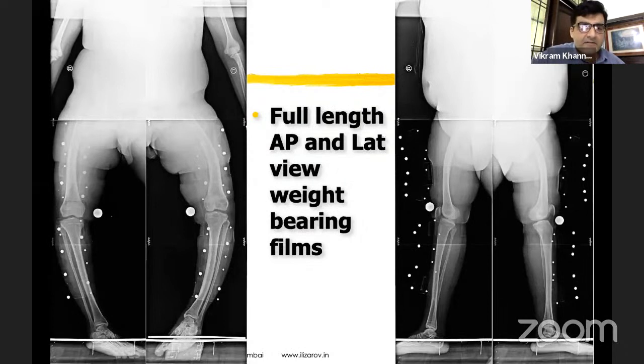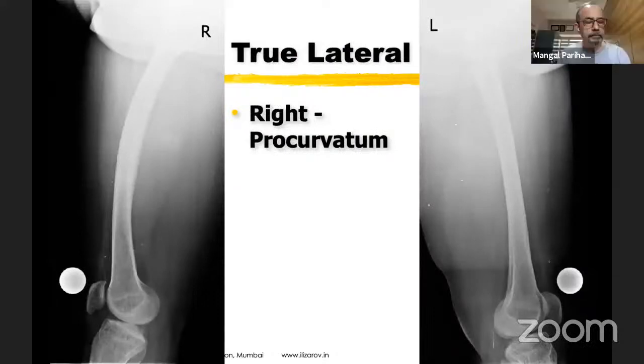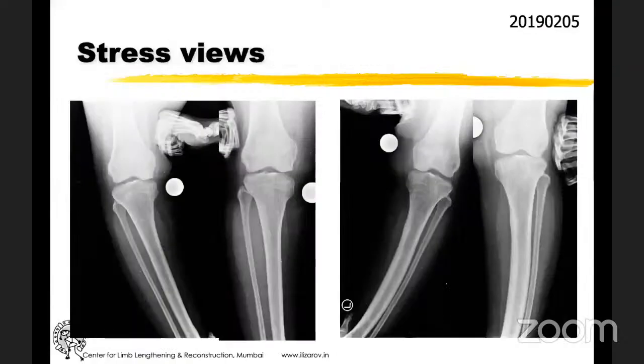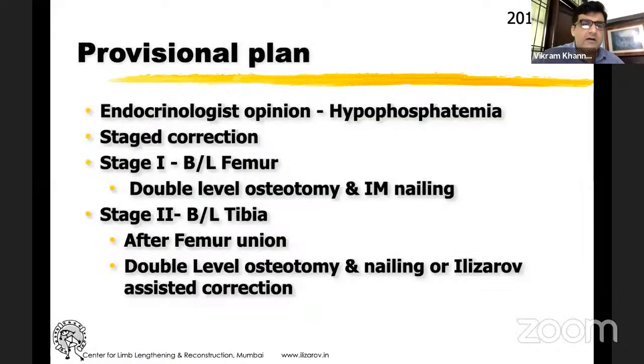X-ray scanogram weight-bearing films, AP and lateral, show the typical bowing presentation. On the lateral side, however, we can see that there is procurvatum deformity on both the femurs, which on seeing the true lateral view, we can identify it's just on the right side, not on the left side that much. Then stress views were done to identify any ligamental laxity.